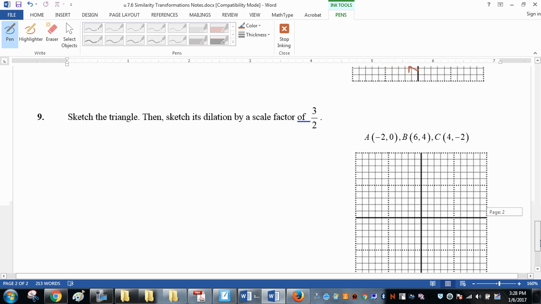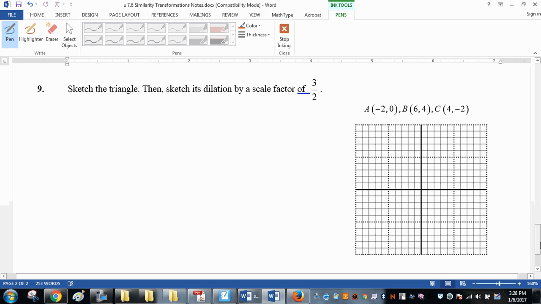All right, now we have a scale factor of 3 over 2. Not a big deal. Let's sketch our triangle. But 3 over 2 is bigger than 1. That means it's going to get bigger. It's going to be an enlargement. Okay, there's A at -2, 0. B is 6, 4. C is 4, -2. Again, please use your straight edge so you get a nice triangle there. All right, now our scale factor is 3 over 2. If you want to keep it as that, that's fine, but 3 over 2 is a nice decimal, it's 1.5. So I'm just going to use 1.5.